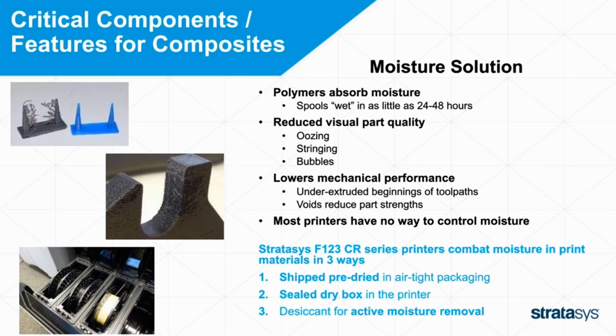And then there's desiccant in the hub of those materials that does active moisture removal. So as moisture enters the system, that desiccant removes that moisture. And so with those three methods, it's very effective in getting rid of moisture, and essentially you get a better looking and stronger part because there's less moisture.